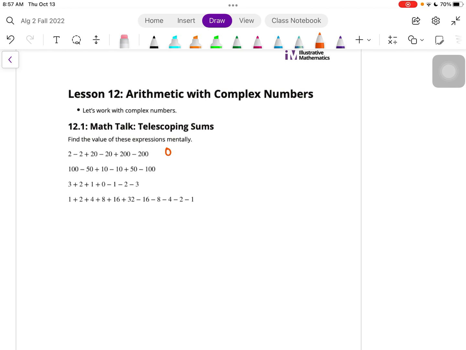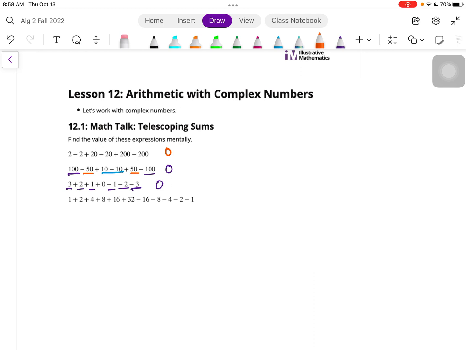And then we can take a look at the next one, where we have a negative 50 and a positive 50. We have a 10 and a negative 10, and we have a 100 and a negative 100. Again, that's just going to be 0 because everything cancels out. For the next one, we have a 3 and a negative 3. We have a 2 and a negative 2, a 1 and a negative 1. Everything cancels to give us 0.